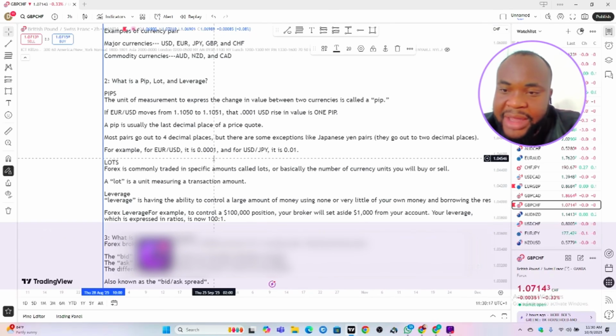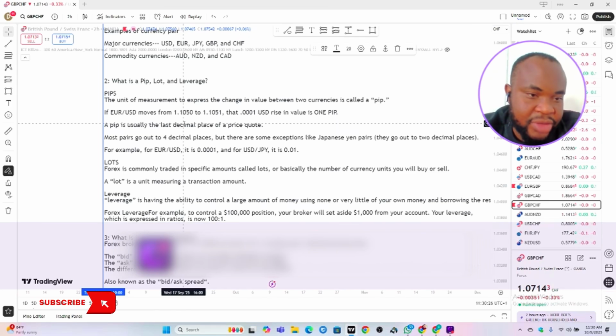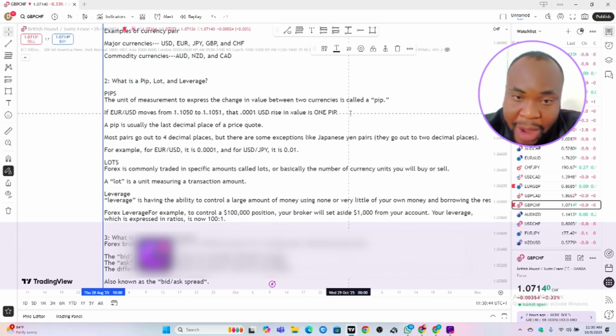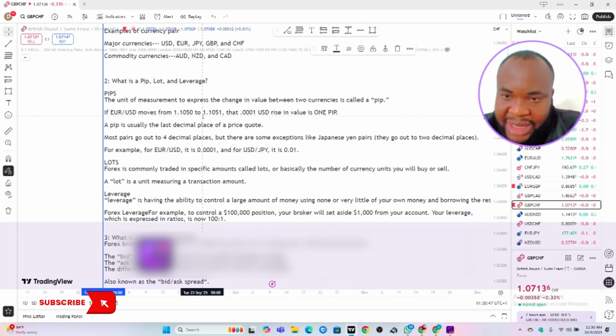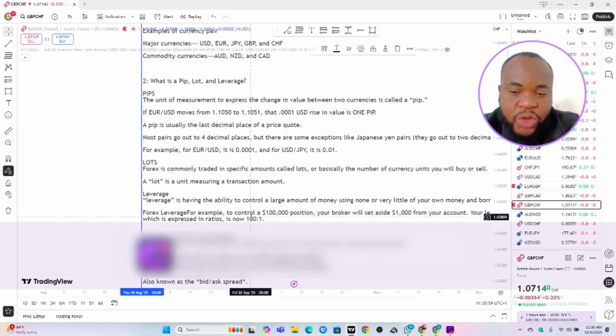So now maybe you bought the market at this point. Let me use this. So you bought the market at this point, that's EUR/USD, at 1.1050. Then instead of the market going up, like moving to 1.1051 to make you 1 pip, the market moves downwards to 1.1049. That means you are at minus 1 pip. That means you are losing already.